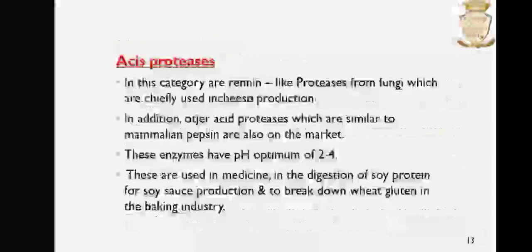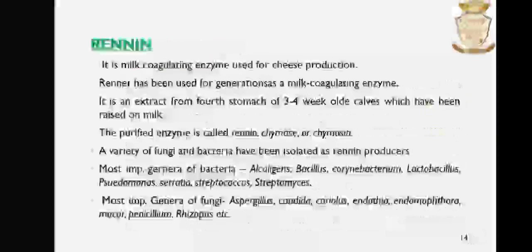Acid proteases. In this category are rennin-like proteases from fungi, which are chiefly used in cheese production. In addition, other acid proteases which are similar to mammalian pepsin are also on the market. These enzymes have a pH optimum of 2 to 4. These are used in medicine, in digestion of soy protein for soy sauce production, and to break down wheat gluten in the baking industry.